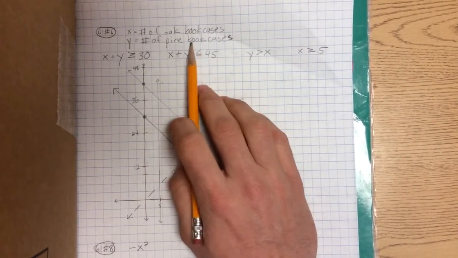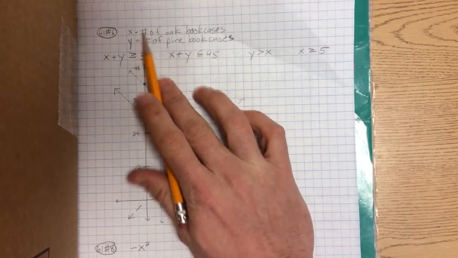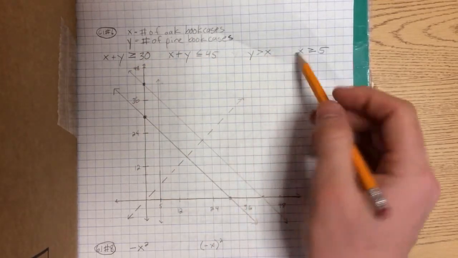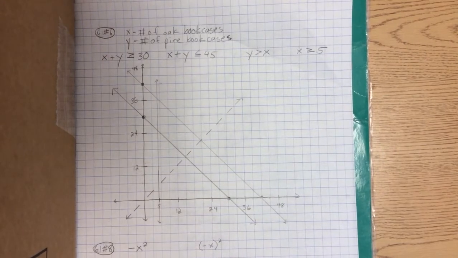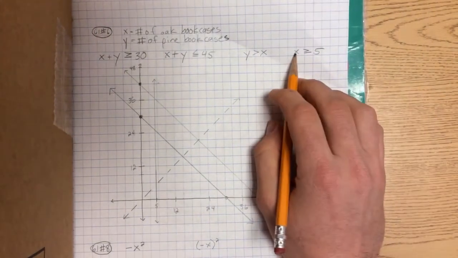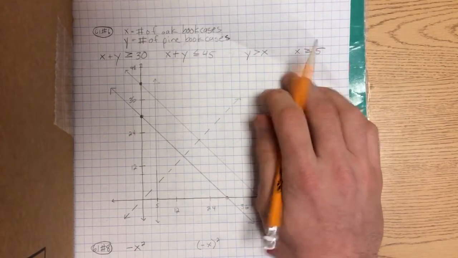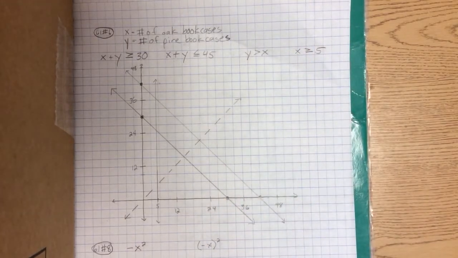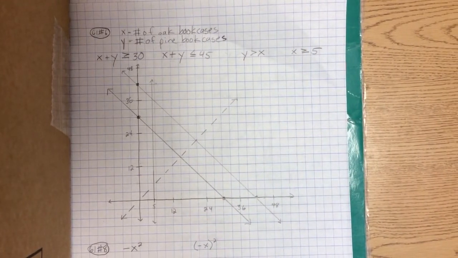It says that they always make more pine than oak, so Y has to be greater than X. And they always make at least 5 oak bookcases, so that means that X has to be greater than or equal to 5. So then it says to graph this system of inequalities.